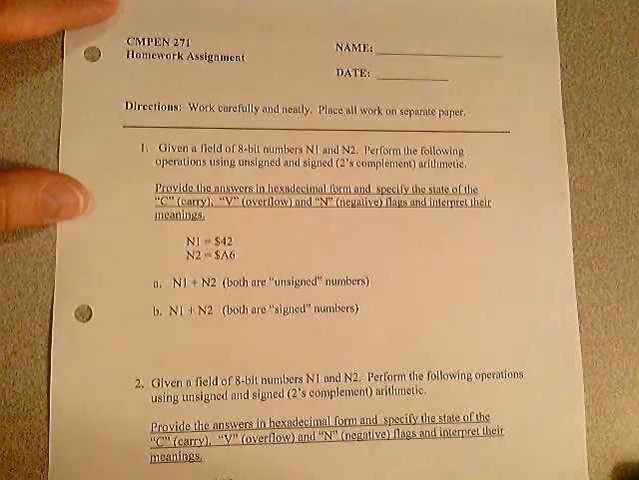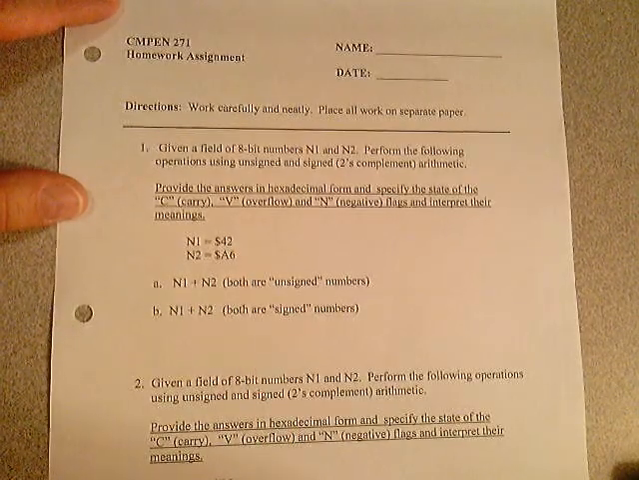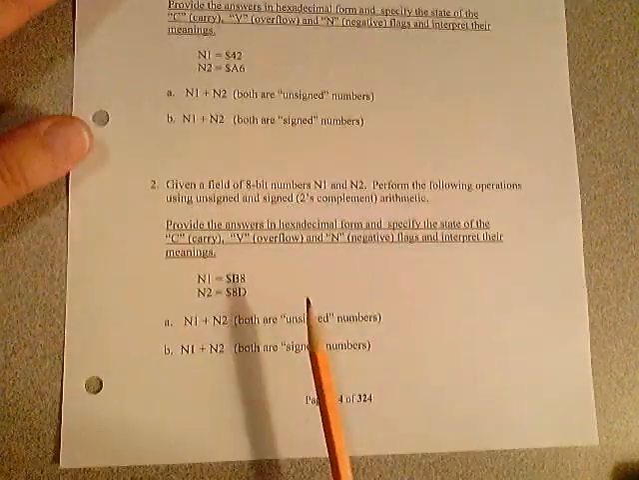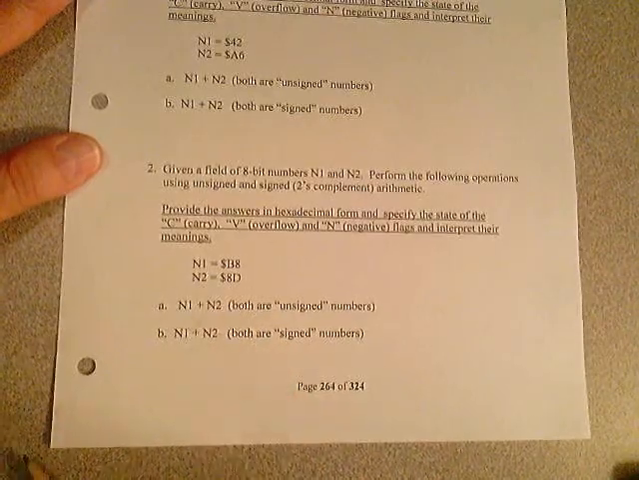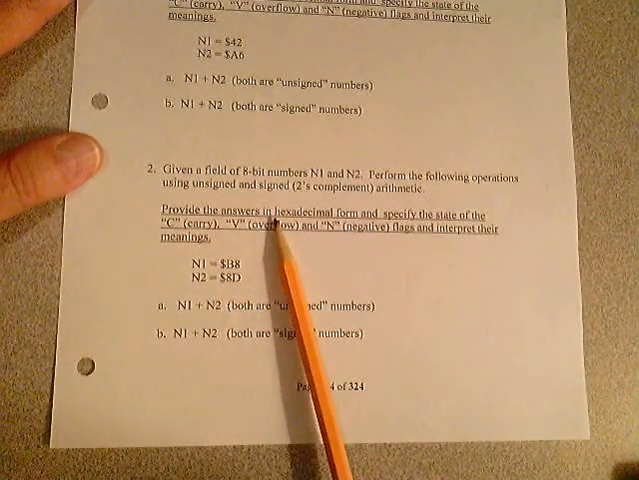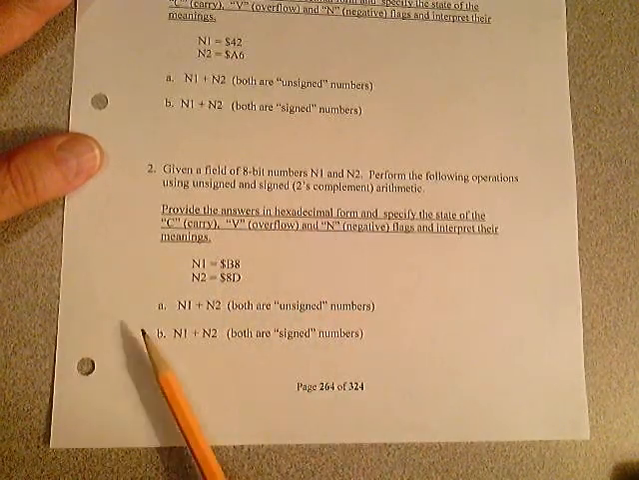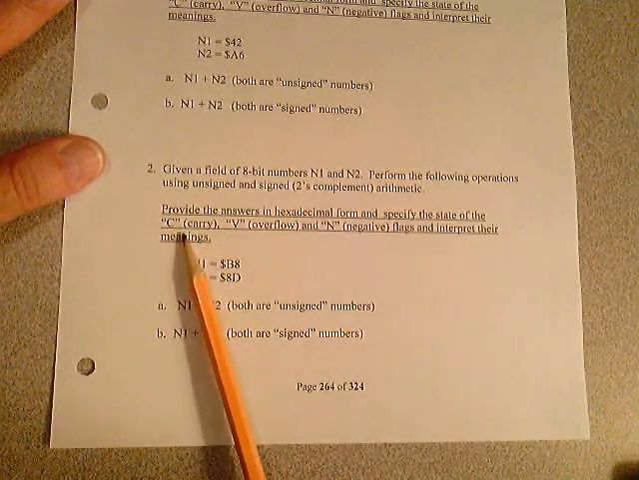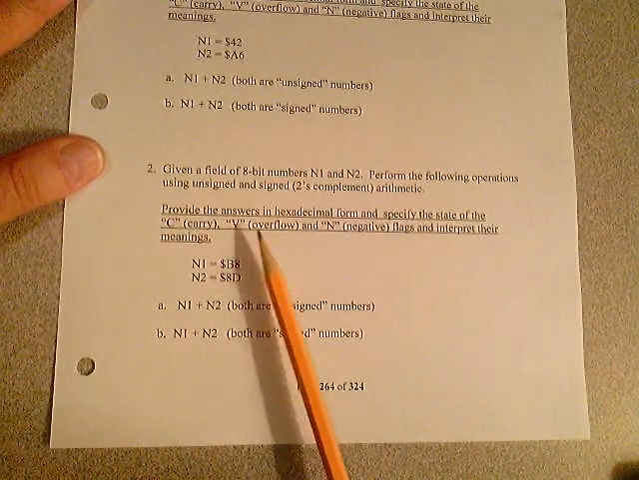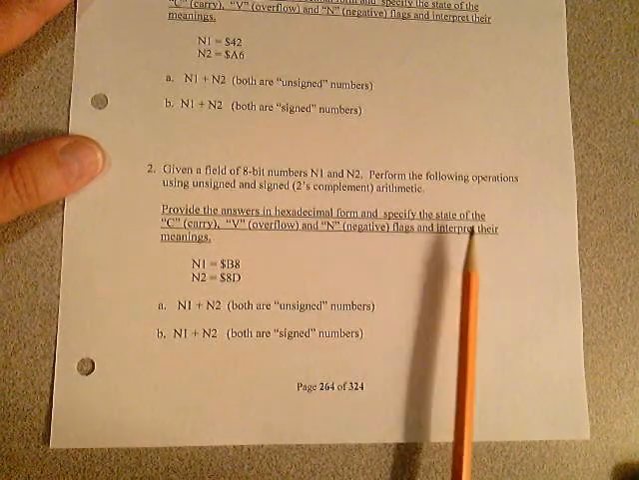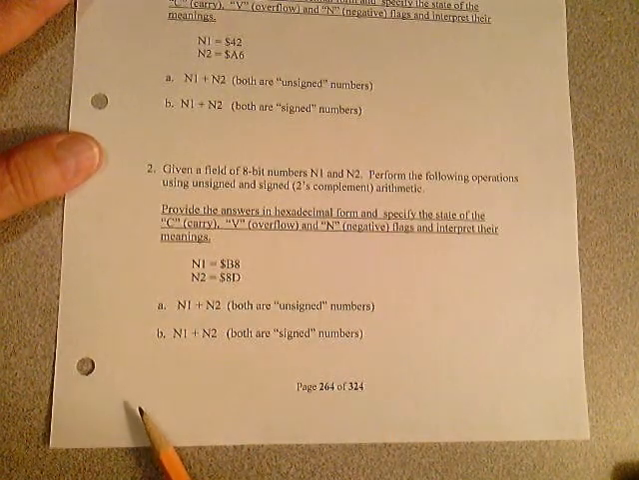A and B for part 1. Here's the two numbers. And here's problem 2. Same thing. Provide the answers in hexadecimal form, just as an abbreviation, and specify the state of the carry flag, the overflow flag, and the negative flag, and interpret their meanings.